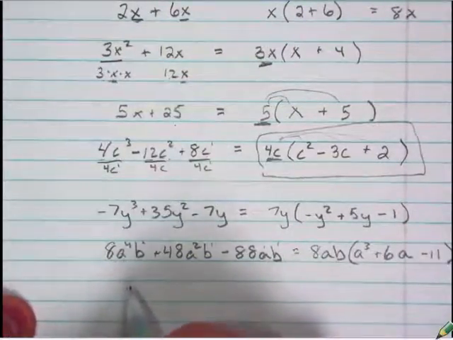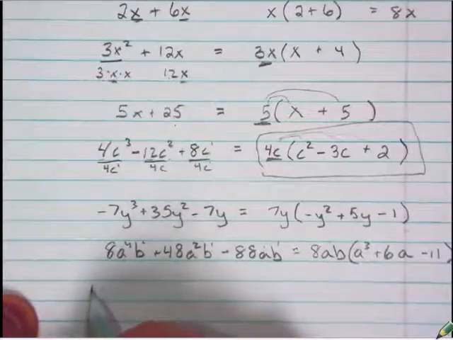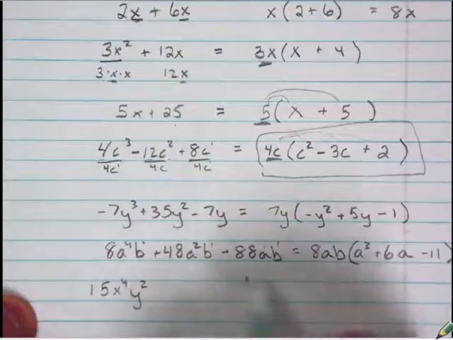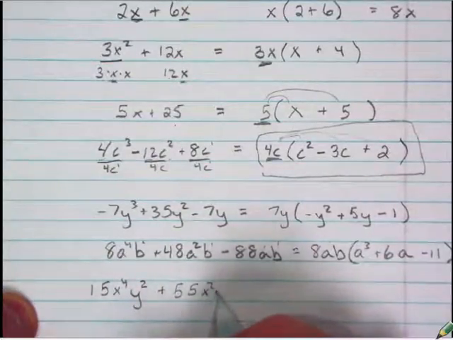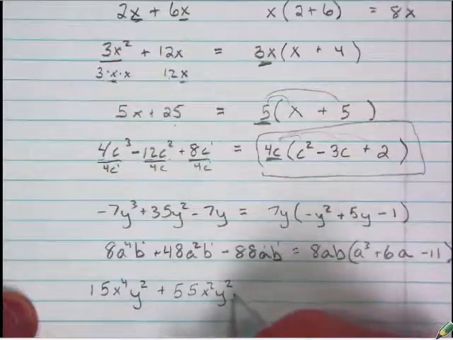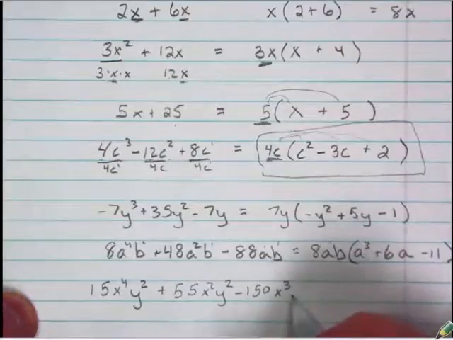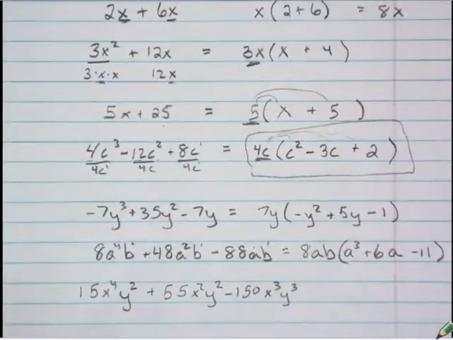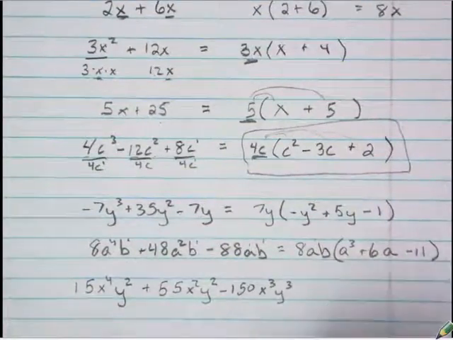All right, one more. If you have, let's see, 15x to the fourth y squared plus 55x squared y squared minus 150x cubed y cubed. Okay? Factor that using GCF, but be careful about the exponents. Pause the video and try it.